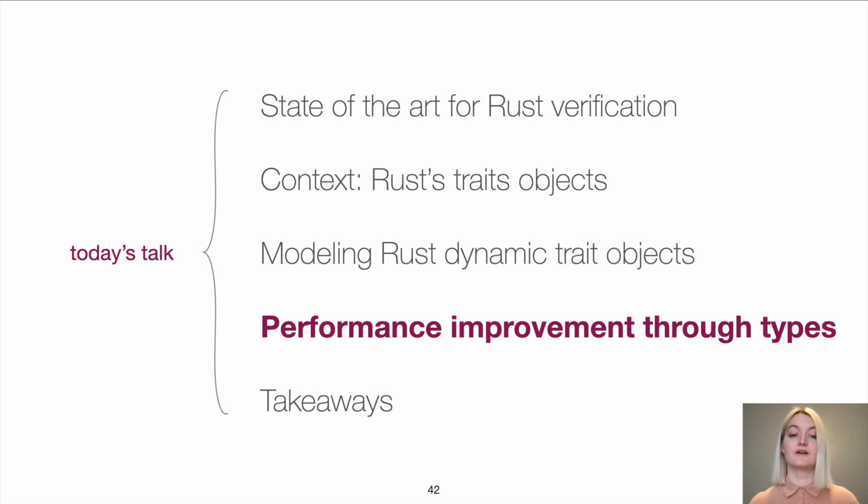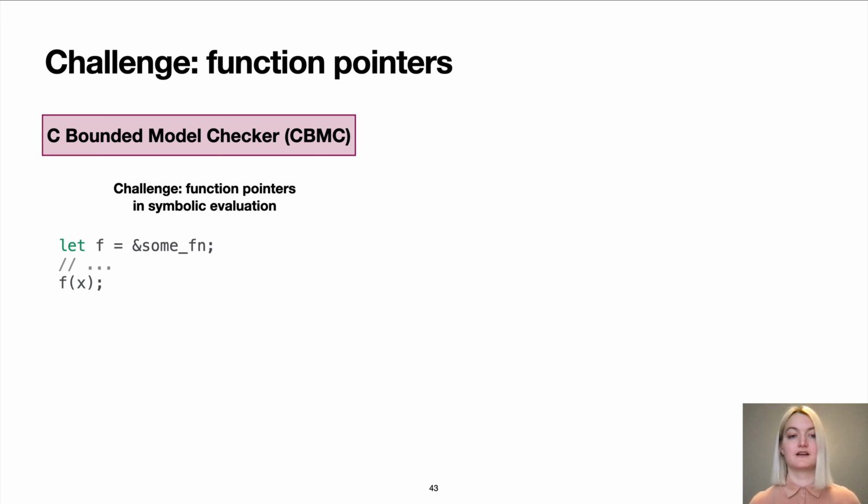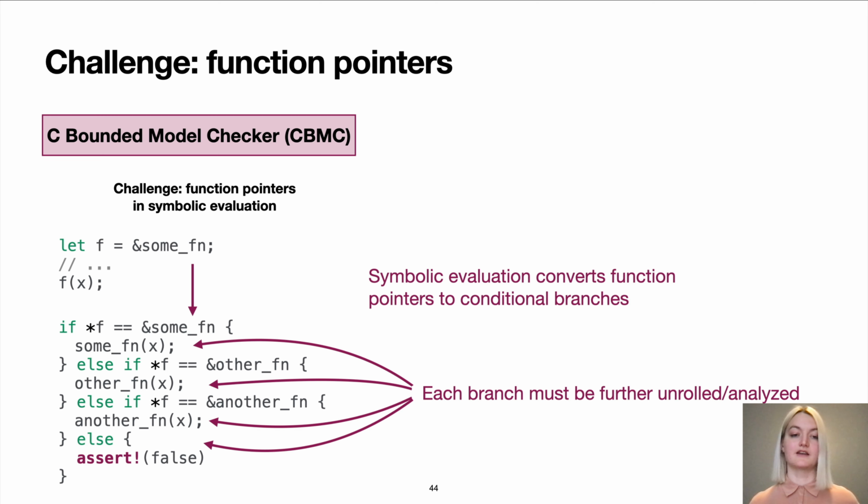Next, I want to talk about another exciting contribution here, which is performance improvements through types. So the general challenge here is that function pointers are difficult to symbolically reason about. In CBMC, when you have a function pointer like f, the strategy to handle this in symbolic evaluation is to convert function pointers to conditional branches.